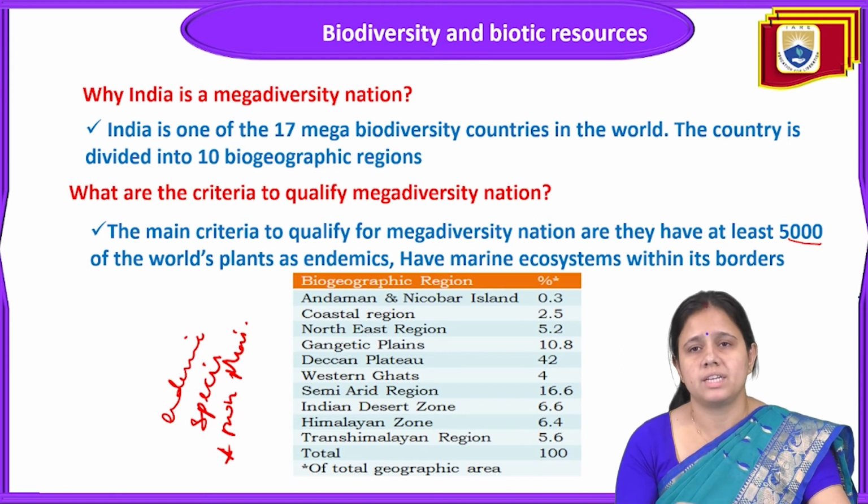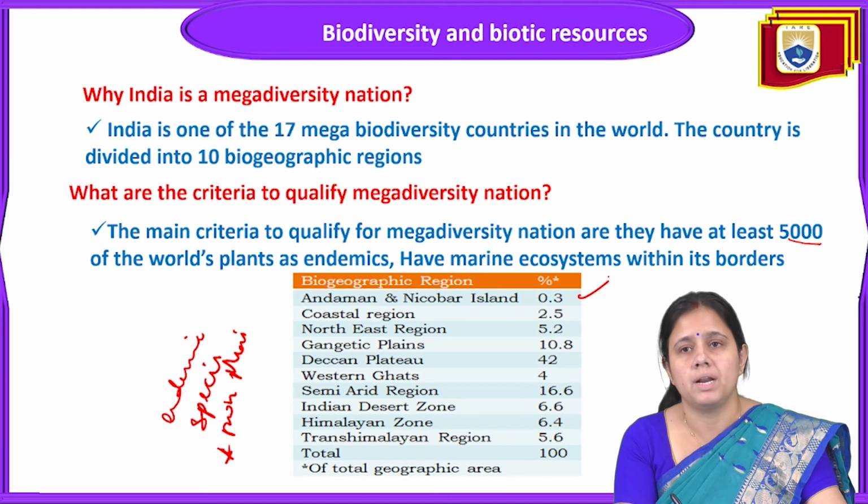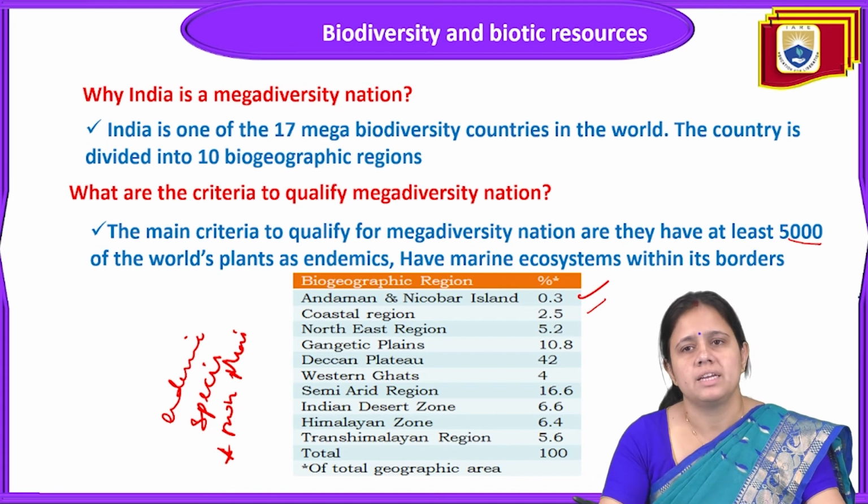So what are the 10 biogeographical zones of India? The first one is the Andaman and Nicobar Islands, then coastal regions. The northeast region is also a very rich region. The Gangetic Plain is also a very rich region, that is the middle of India.